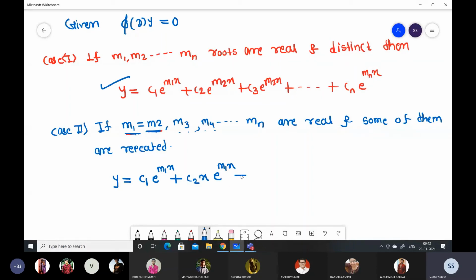So corresponding to m3 we have to write c3 e to the power m3x plus c4 e to the power m4x, and so on, last c suffix n e to the power m suffix n x.